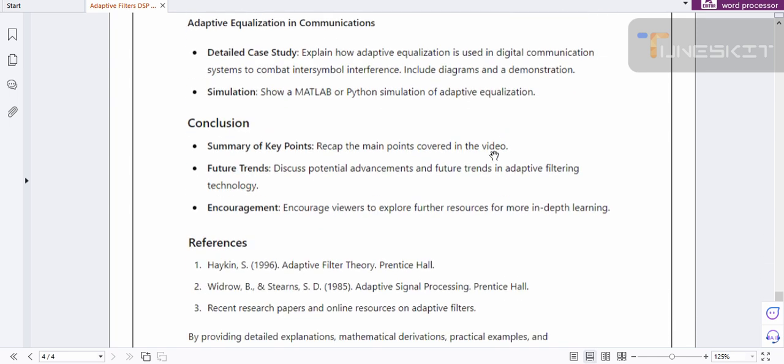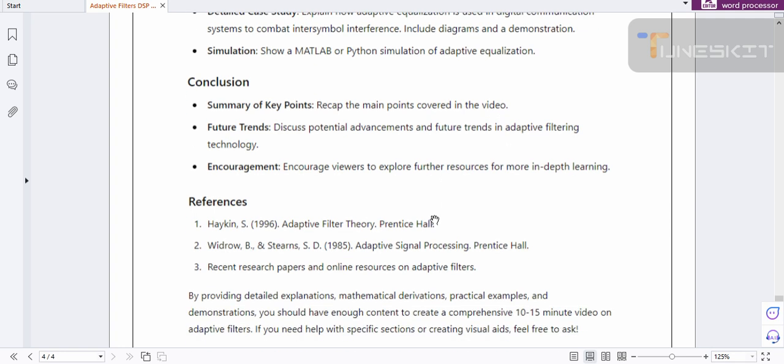So let's move toward the conclusion. It recaps the main points covered in the video, as we also discussed the handbook chapter 14. It discussed potential advancements and future trends in adaptive filtering technology. It encouraged viewers to explore further resources for more in-depth learning.